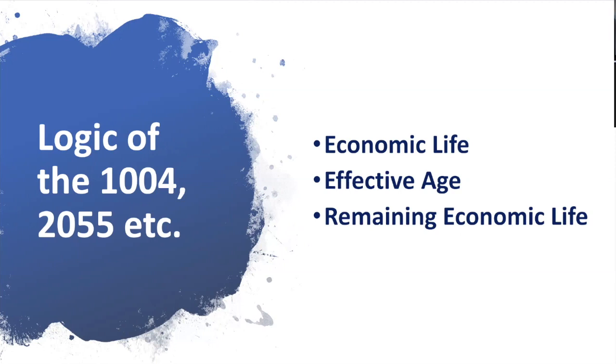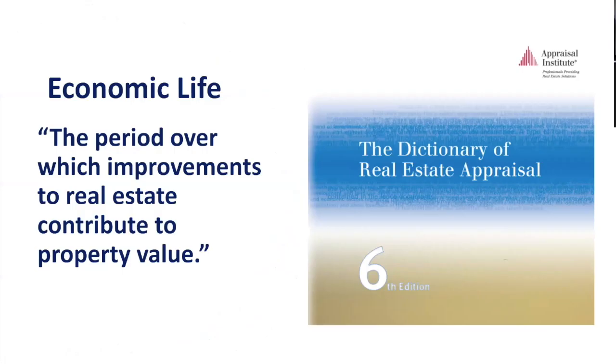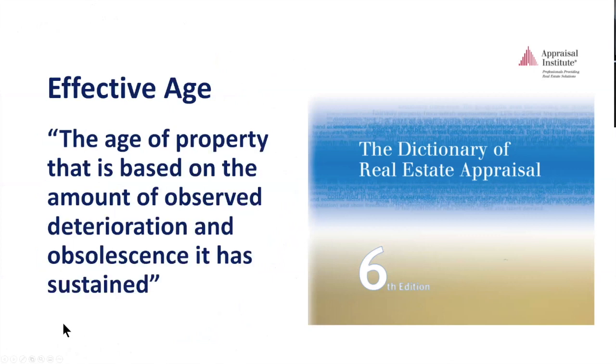And you've probably already done the math here, but we'll review it after we get some definitions out of the way. Economic life is the period over which improvements to real estate contribute to property value. And that's from the Dictionary of Real Estate Appraisal, 6th edition. Don't need a page number because you just look it up by the letter E. Okay. Effective age is the age of property that is based on the amount of observed deterioration and obsolescence it has observed now or sustained.